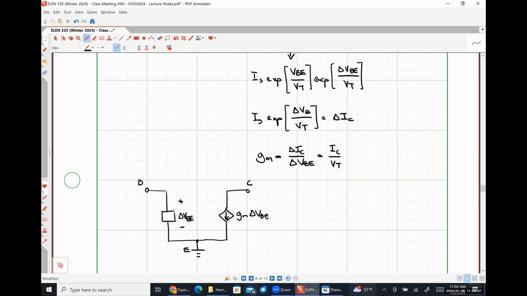Now, for reasons that are completely beyond me, delta VBE has a special symbol in the small signal model of a BJT. I do not know why, but it is called V pi. Literally do not know why it's called that. So instead of this, where we're dealing with all of these deltas, we'll have something like this.